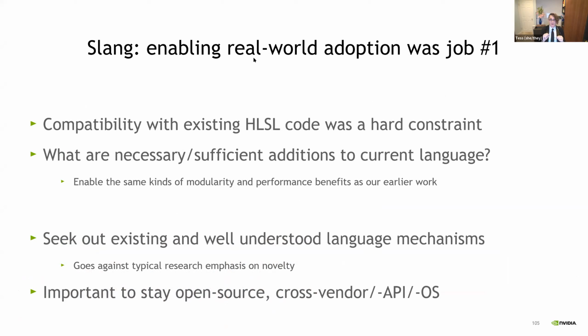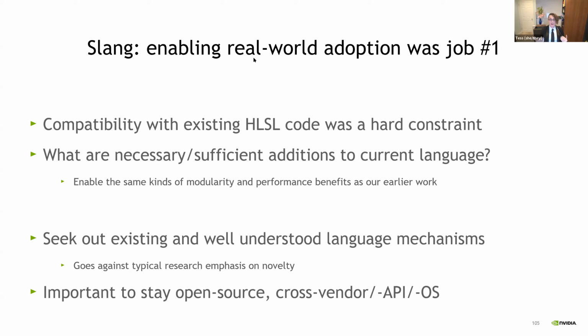We realized that we had to treat real-world adoption as our primary goal, and building a compiler that is compatible with the code they already have became a hard constraint. And so we actually rephrased our research question. We no longer asked, can you build something better along axis X, Y, or Z? We said, what are the necessary and sufficient things to add to a current language that could make it solve these same problems? Instead of inventing new things, we tried to say, what's the least we can get away with?